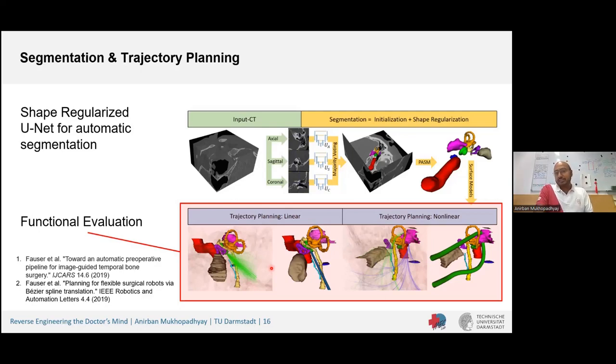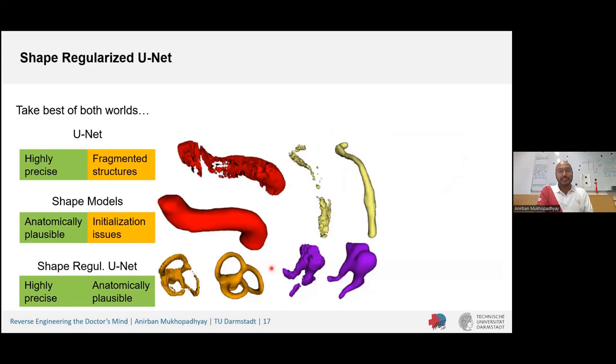So our solution there was simply a shape regularized UNet, a rather naive approach, I would say, because at that time, of course, UNet was already quite famous. But if you really see the problem of UNet, if you don't have a lot of training data, but you have to segment a lot of really tiny risk structures, you end up with such fragmented structures. Now, you will still get pretty high dice accuracy, but it's simply not usable for planning. On the other hand, we had these old statistical shape models that typically generate anatomically plausible shapes, but they have initialization issues. So we sort of merged these two ideas to start with the UNet and then correct the segmentation with a statistical shape model.